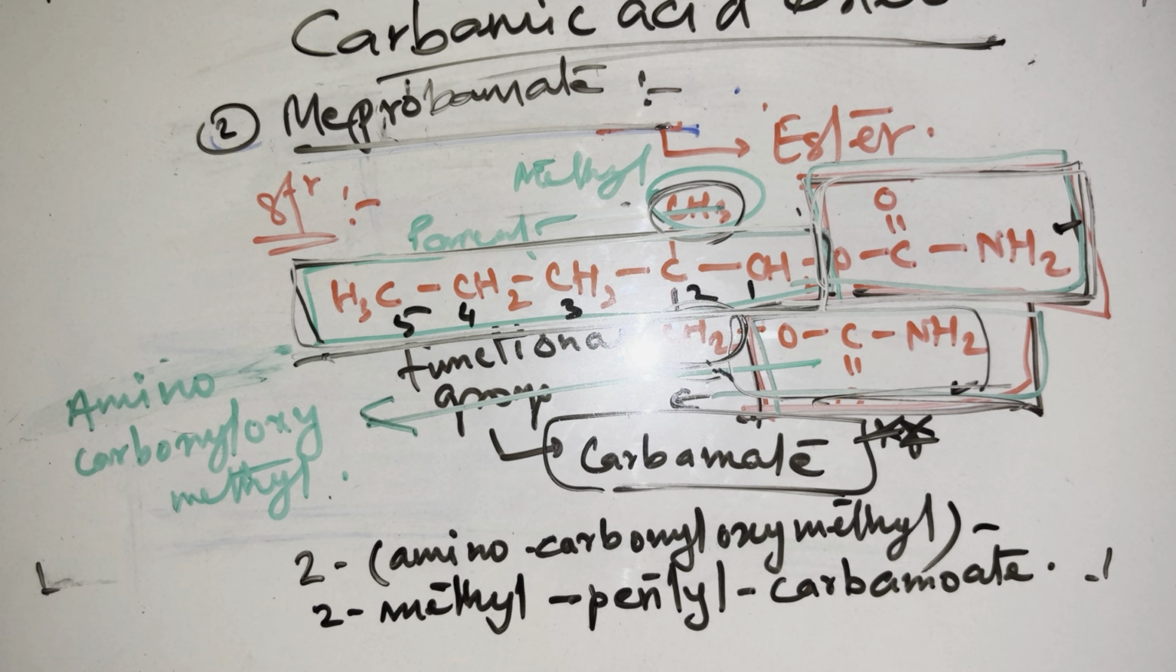Okay, so in parent chain how many carbons are there? 5 carbons are there. So after this you have to remember one thing, that meprobamate contains 2 carbamate functional group. You have to remember that, and it contains 5 carbon containing chain.